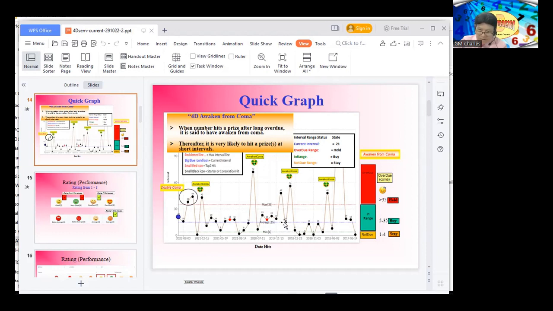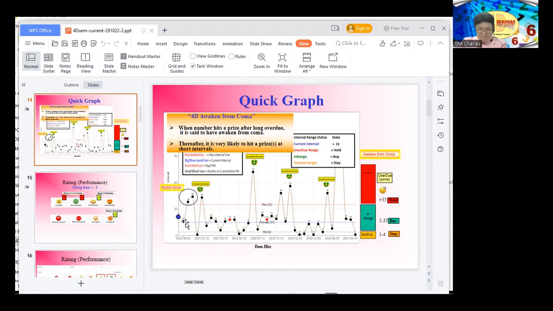You see the next time it hit again at low interval, and then it went to coma, and then they hit at low interval, and then there's one more awaken from coma here. You see after that they hit all within the range I told you, that means from interval 5 to 35. You see? So you should look at the latest awaken from coma, not the history. The history I just show you for illustration. So if you want to check whether the number now is awakened or not, you should look at the latest awaken.